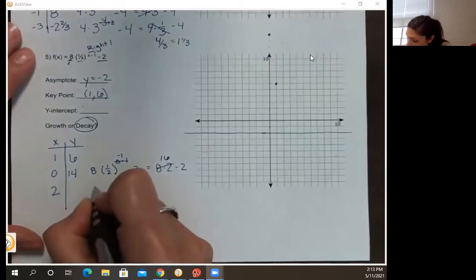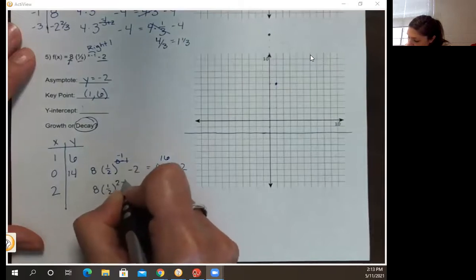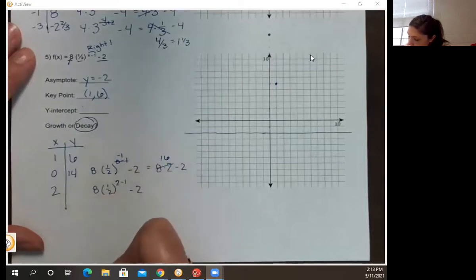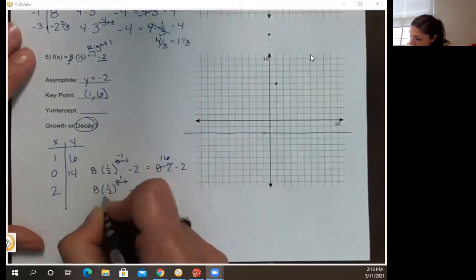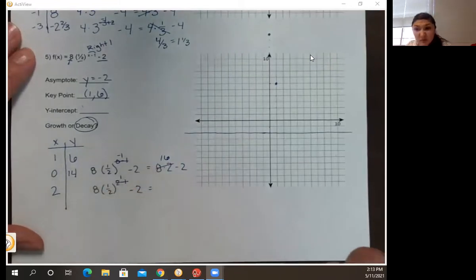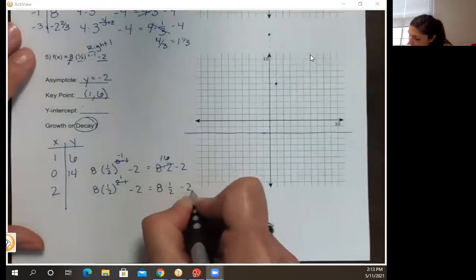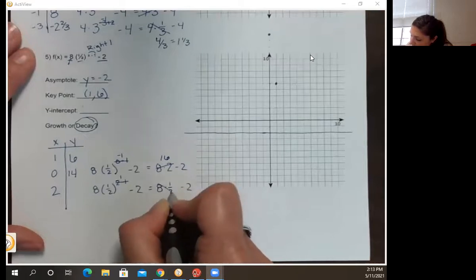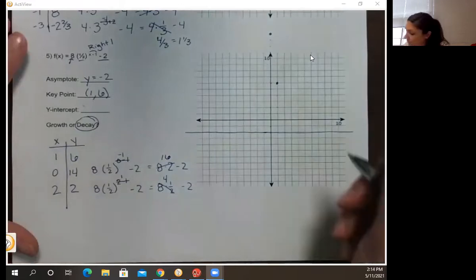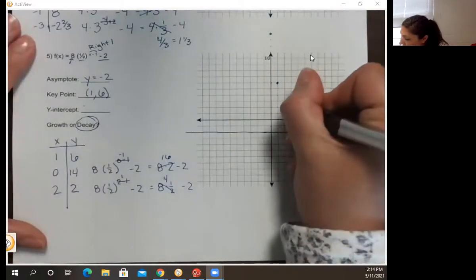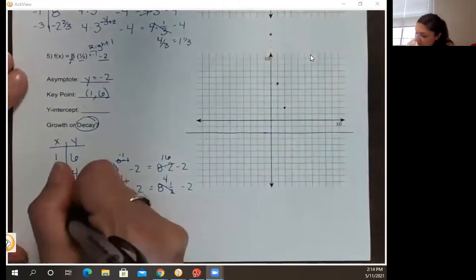And now let's plug in 2. 8 times 1/2 to the 2 minus 1 minus 2. So 2 minus 1 in the exponent gives me 1. So 1/2 to the first power would just be 1/2. So I have 8 times 1/2 minus 2. Half of 8 would be 4. 4 minus 2 is 2. So I have the point 2, 2 on my graph. 2, 2.